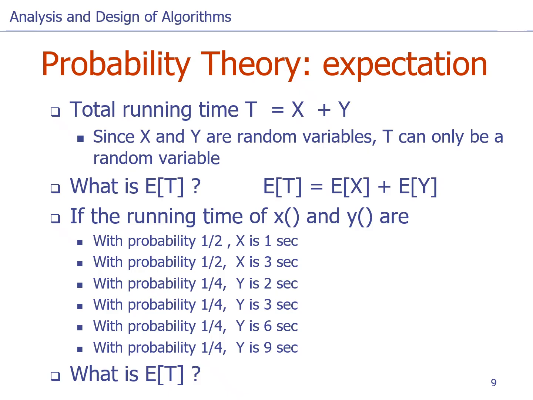So as you see here down at the bottom of the slide, with probability a quarter, y is 2 seconds. With probability 1/4, y is 3 seconds. And the same probability, y is 6 seconds. And same probability, y is 9 seconds.